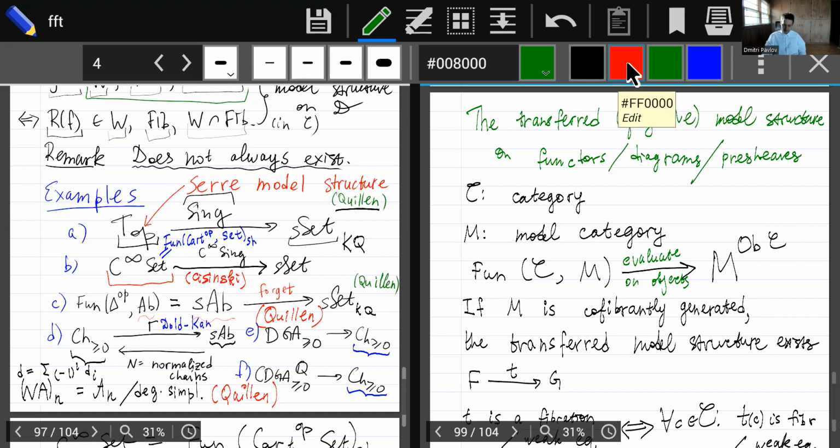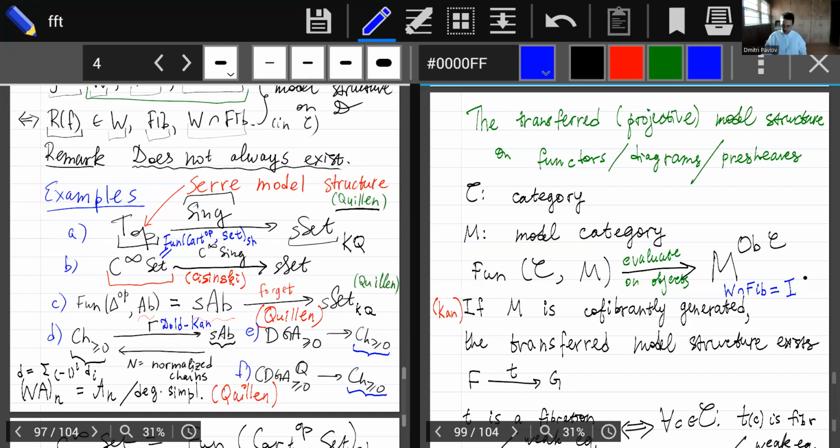And a theorem due to Kan, I should say, says: if M is a cofibrantly generated model category, and cofibrantly generated simply means, and maybe I should have said this earlier, that the acyclic fibrations in your model category are given by maps with a right lifting property with respect to some set of cofibrations.